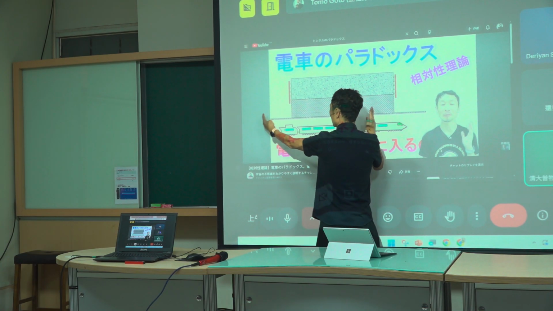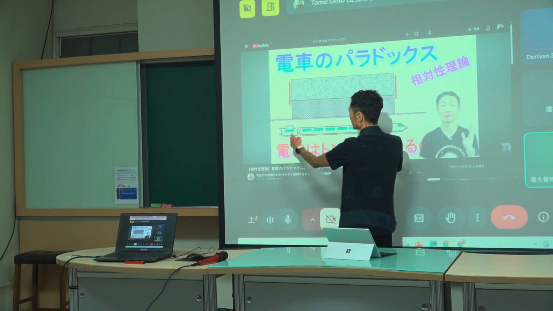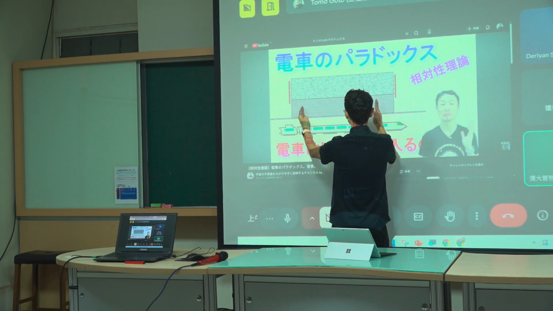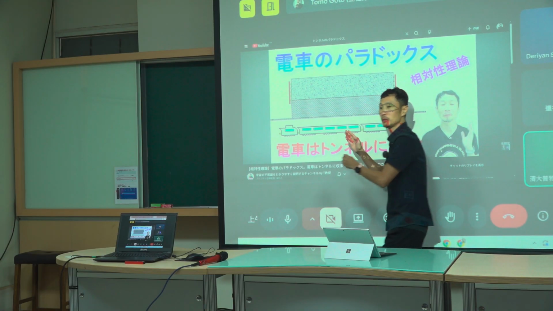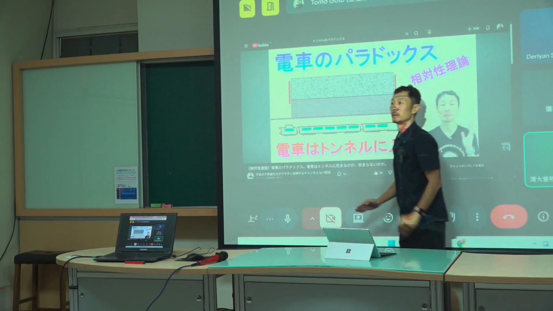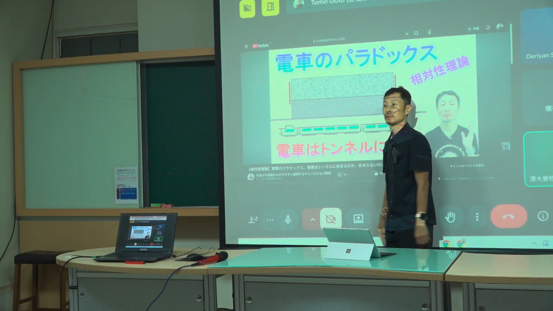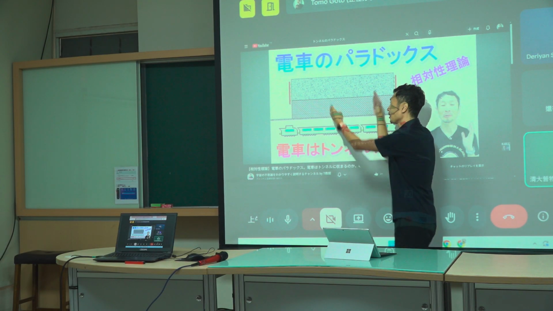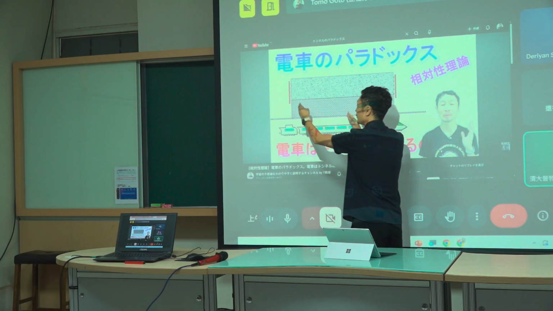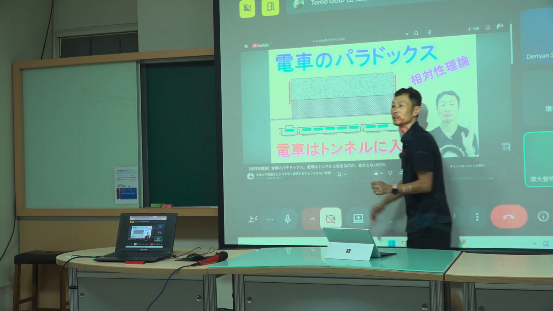From the people outside, the train is very fast, so it's going to shrink and fit in the tunnel. The moment it fits in the tunnel, we close the door. Here, the tunnel door. What happens? Is it going to close or is it going to hit the train?